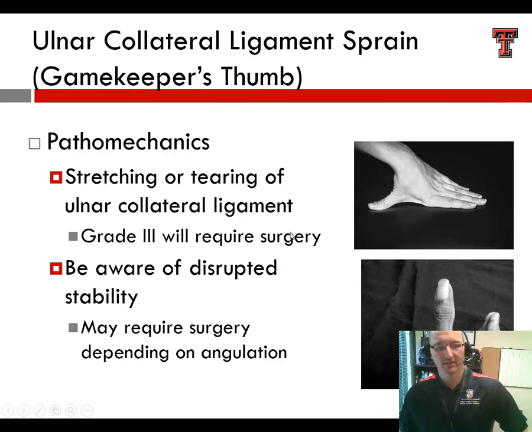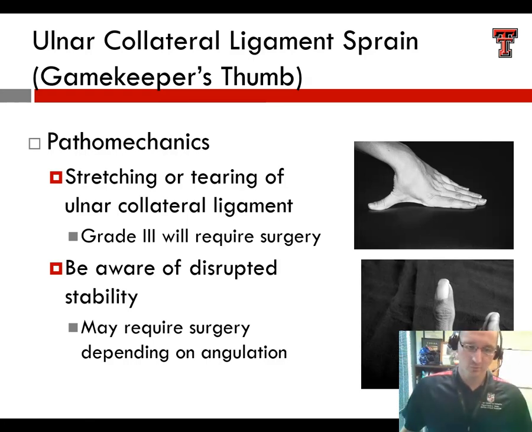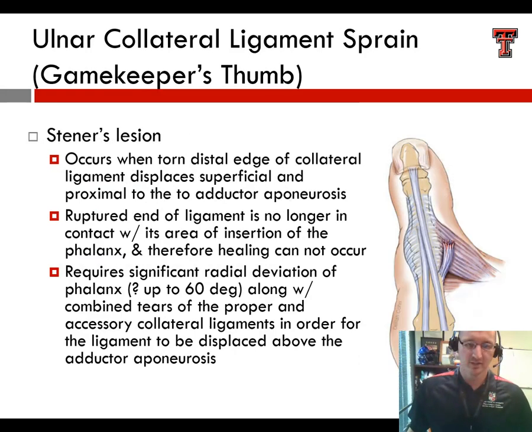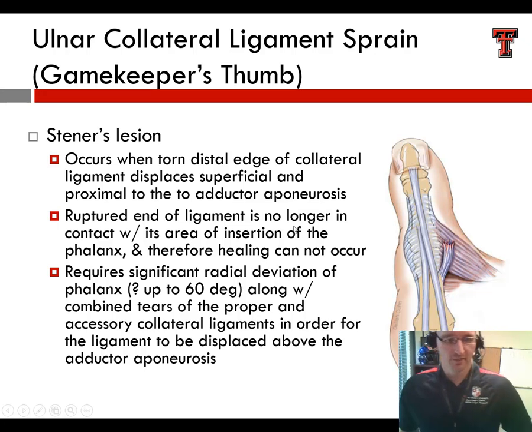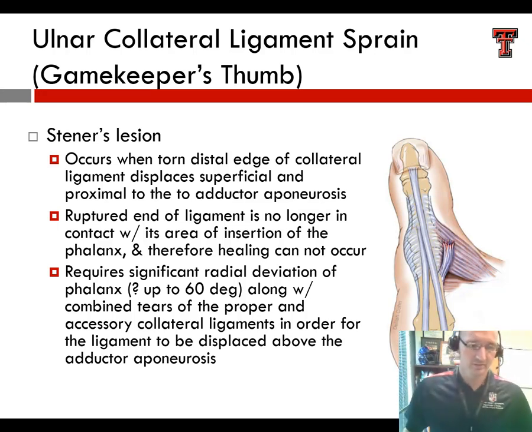If it's less severe than that, these can oftentimes scar down and be okay depending on the sport. Depends on how much angulation, how much opening they have as to whether or not this is going to be addressed surgically or not. One potential complication here is a Stener's lesion. This is when the distal edge of that collateral ligament displaces. So you see that illustrated here. That ruptured end is no longer in contact, therefore it's not going to heal.